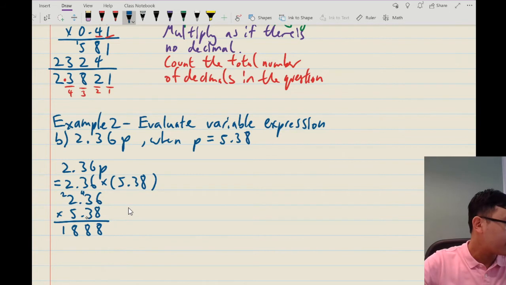And then we have here 3 times 6, which is 18. And then 1 goes up here. 3 times 3 is 9, plus 1 is 10. So 0 and the 1 goes over. 3 times 2 is 6.